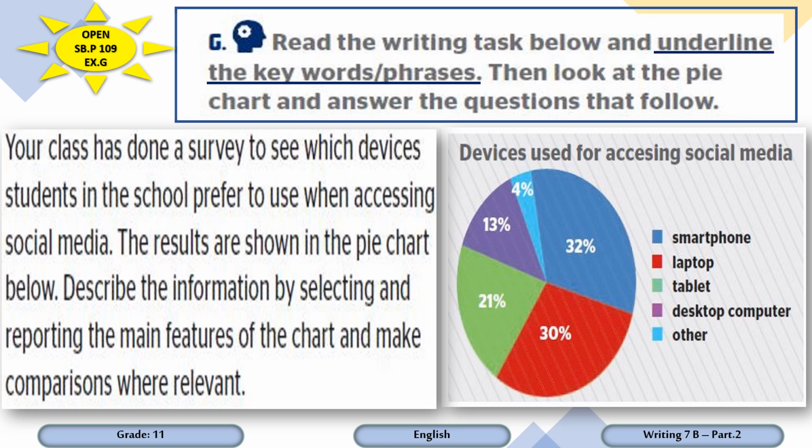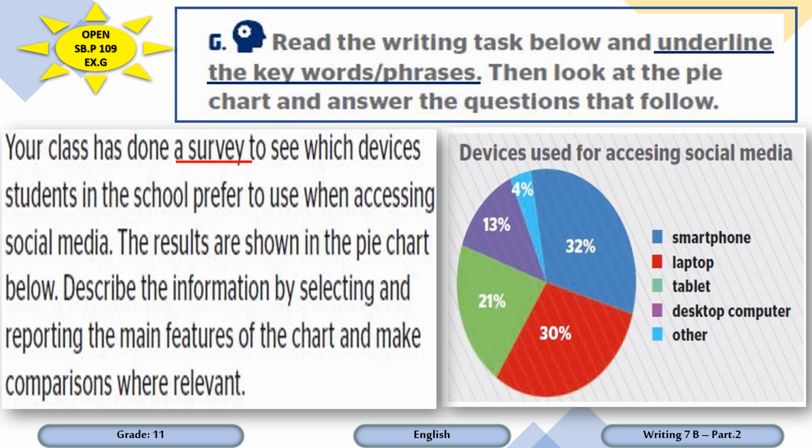Your class has done a survey to see which devices students in the school prefer to use when accessing social media. The results are shown in the pie chart. Describe the information by selecting and reporting the main features of the chart and make comparisons where relevant. So, what do you think are the keywords and phrases?